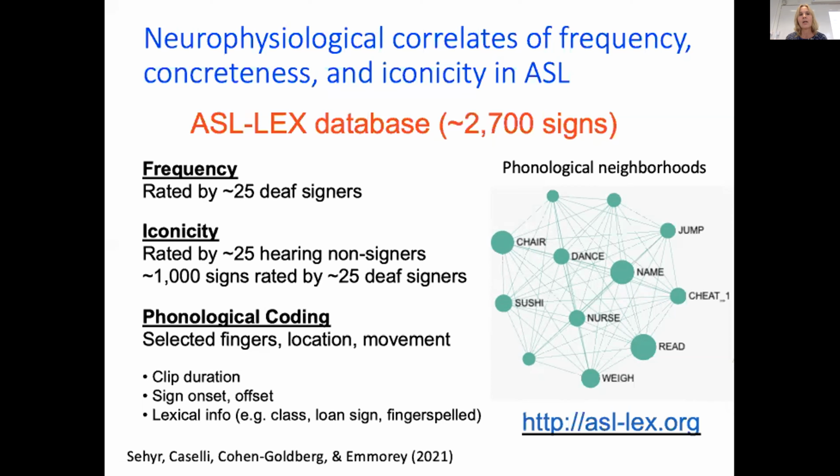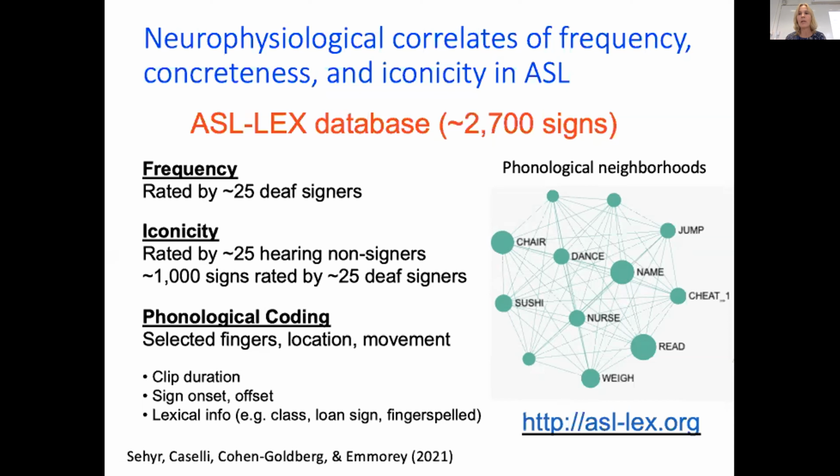So to get around that, my colleagues and I developed the ASL Lex database, which has about 2,700 ASL signs. For all of those signs in the database, at least 25 deaf signers have provided subjective frequency ratings. So on a scale of 1 to 7, how frequently does this occur in everyday conversation? And in the visualization I've shown on the slide here, the size of the nodes corresponds to how frequent the sign is. So the larger the node, the more frequent the sign.